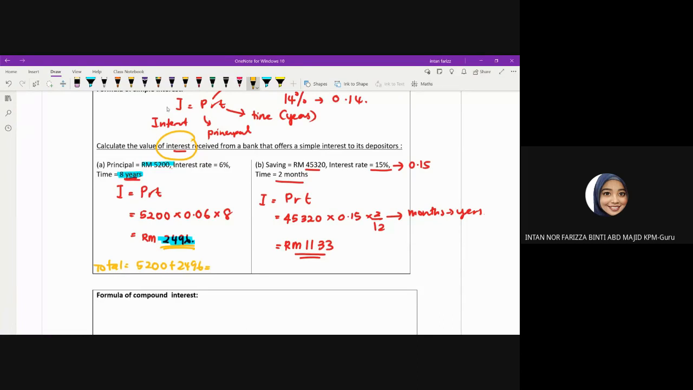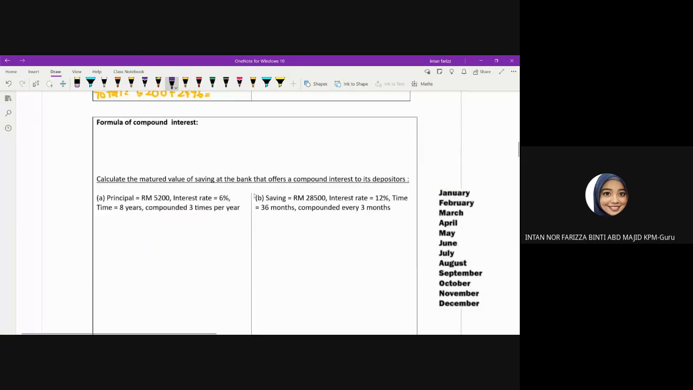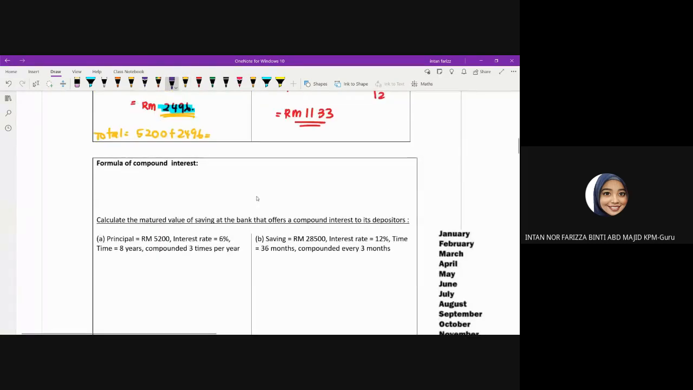Okay, the next one, we're going to look at the concept of compound interest. So write down the formula first. It is MV equals P(1 plus R over N) to the power NT. Not to worry because this formula will be given in the exam. My main concern is that students don't know how to use the formula and don't know how to press the calculator. So this MV stands for maturity value, nilai matang.